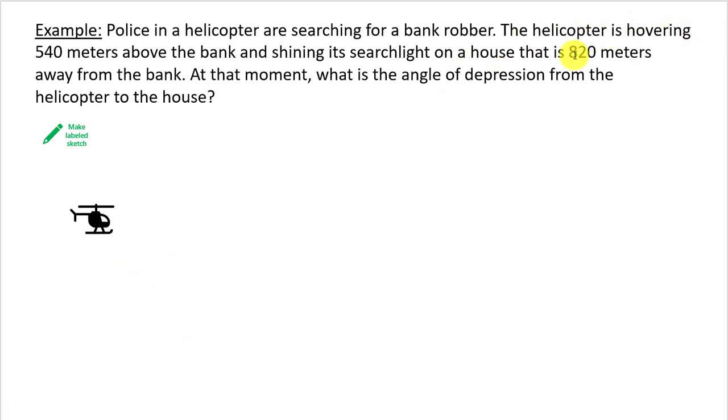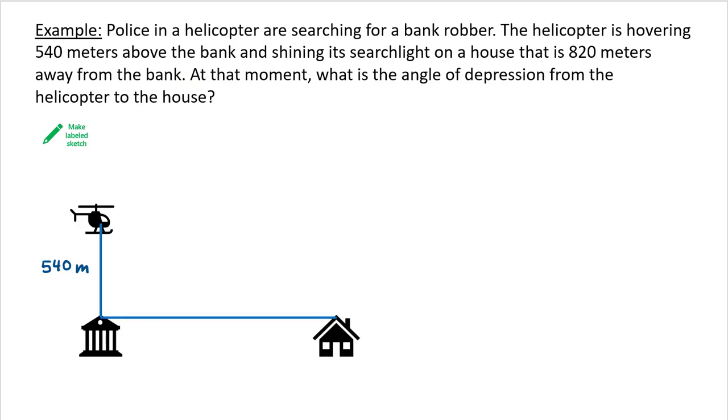The helicopter is hovering 540 meters above the bank. Let's sketch this part of the sentence. So the helicopter is above the bank, and it specifically says that it's 540 meters above the bank. So let's assume that this distance is 540 meters. Let's continue reading. And shining its searchlight on a house that is 820 meters away from the bank. Okay, so there should be a house 820 meters away from the bank. Here's the house, and let's label the segment. It's 820 meters from the bank.